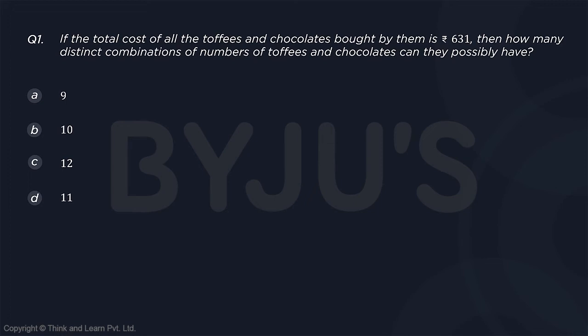So for the first question, 7 rupees into number of toffees T plus 9 rupees into number of chocolates C. This total is 631. How many distinct combinations of number of toffees and chocolates can they possibly have? So what I'll do is I will write T equal to (631 minus 9C) by 7. Now this is an interesting concept. Please keep in mind, if you want to talk about what is the first value of T, you can go by hit and trial.